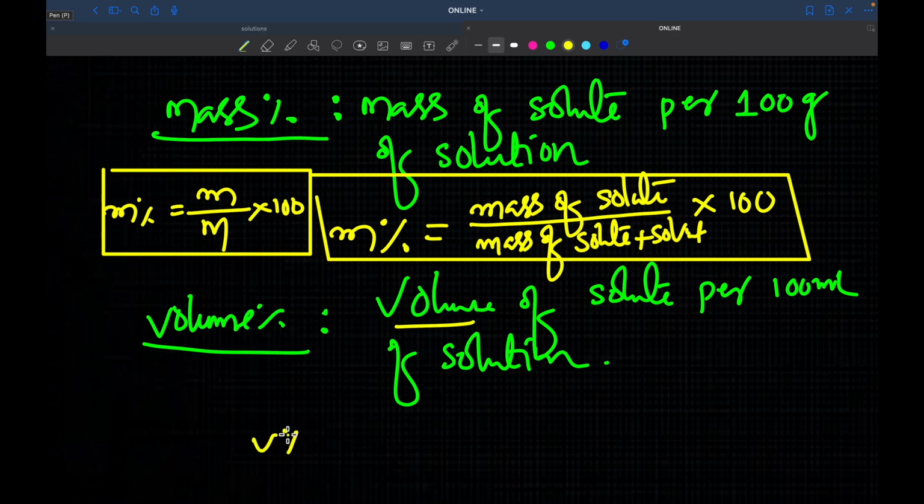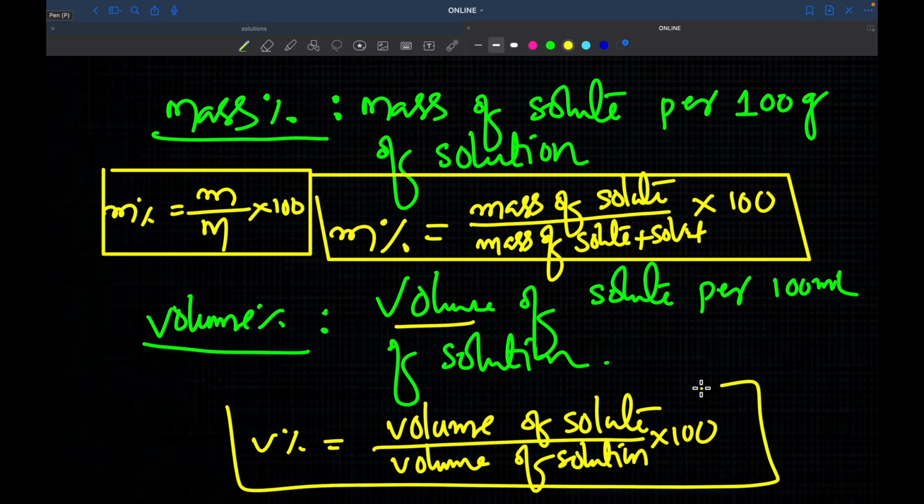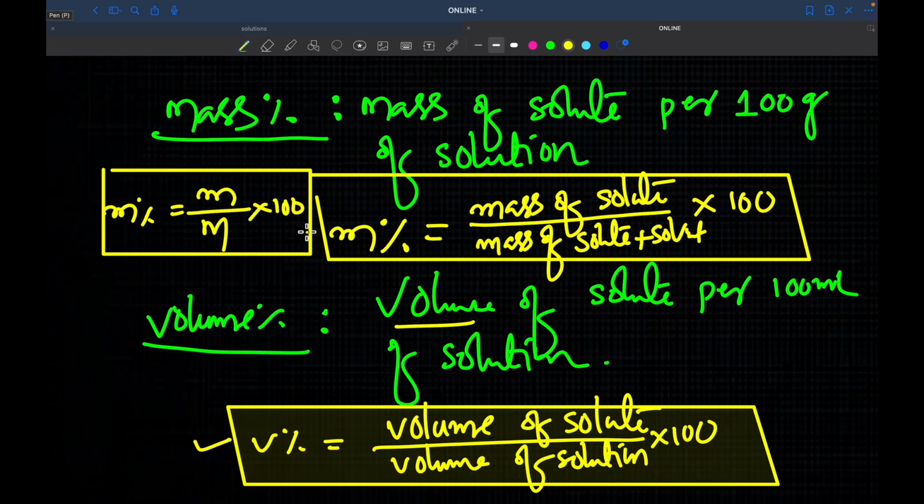So volume percentage equals, it is applicable to liquids and gases, volume of solute over volume of solution multiplied by 100. So this gives you the formula. So mass percentage and volume percentage, these are the two formulas.